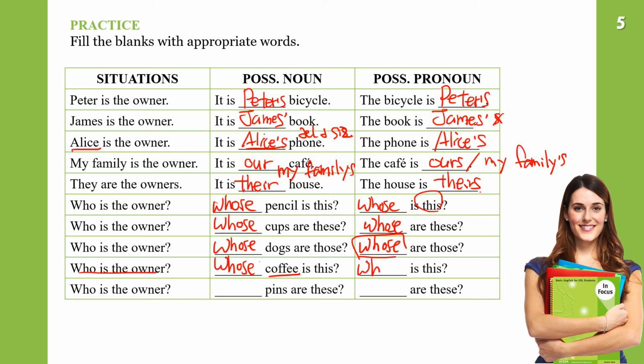And here, whose is this? Who is the owner? Whose pens are these? And same, whose are these? You can show the object to the people you're asking the question and say, whose are these? Okay?